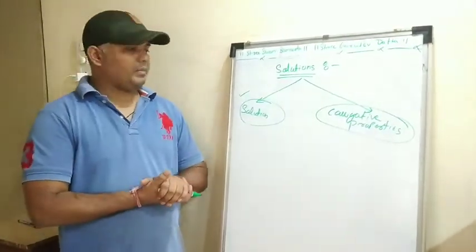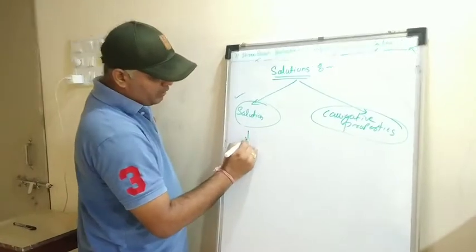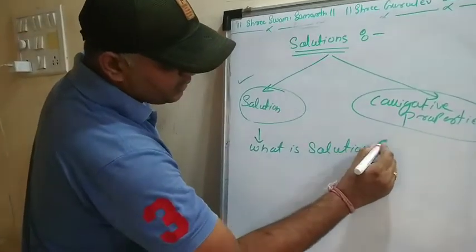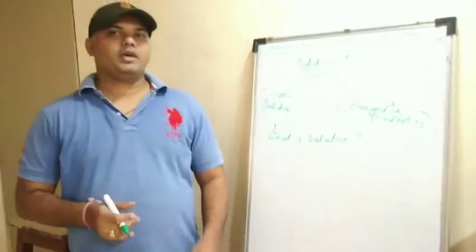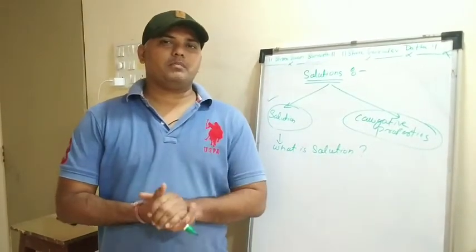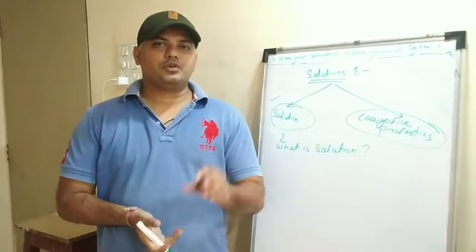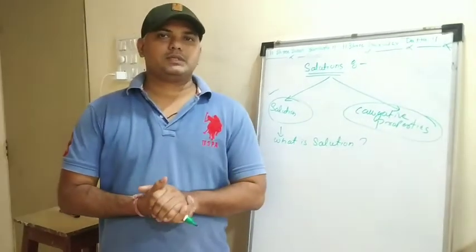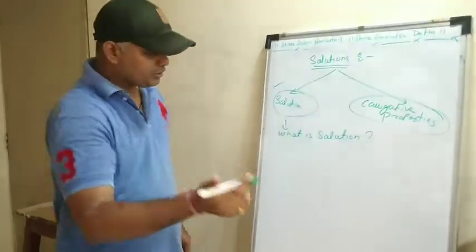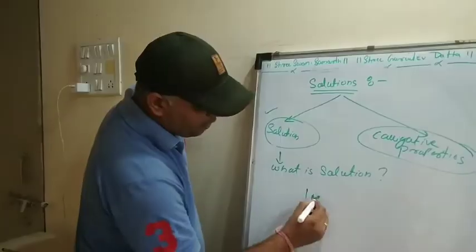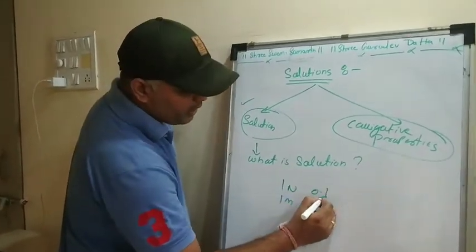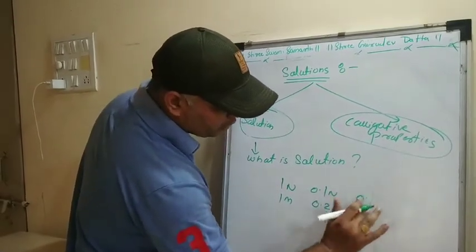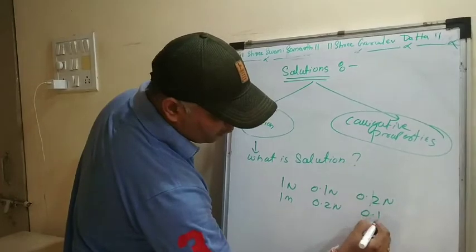In the solution part, we are going to see what is a solution. See, in your chemistry lab, you have prepared many solutions in the 11th standard, right? So solution is very important. Why is solution important? You should be able to prepare solutions in the chemistry lab, right? So the solutions can be of concentration 1 normal, 1 molar, 0.1 normal, 0.2 normal, right? Or it may be 0.1 molar, right?